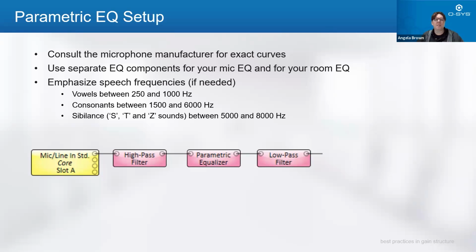Other equalization considerations are the vocal range itself. Vowels are between 250 and 1K. Basically, below 250, you actually get chest resonance. Sometimes chest resonance can come up as high as 315, but if you put a lavalier microphone on somebody's chest, you actually need to think about that. Consonants are between 1,500 and 5 to 6,000, and then you have sibilants, your T sounds, your Z sounds.